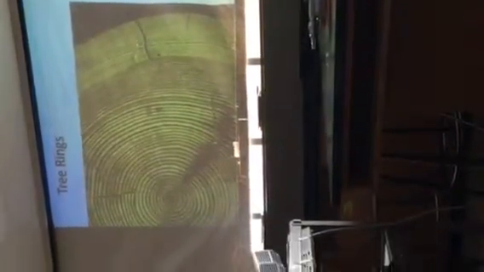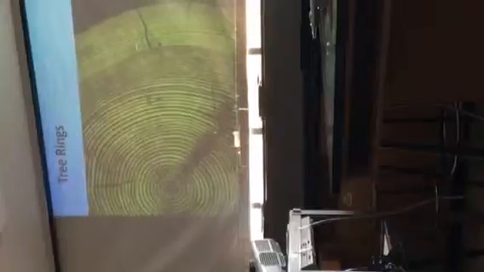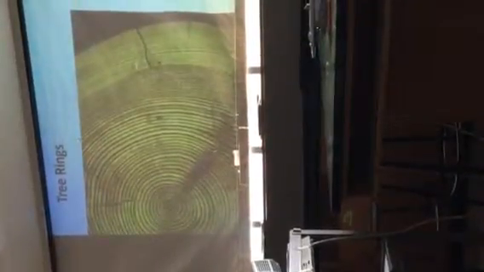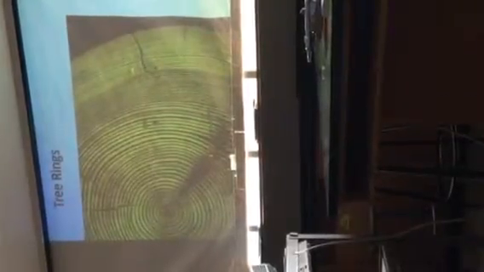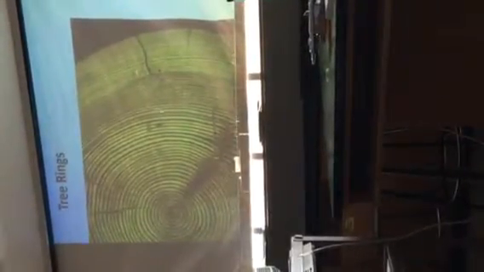So now I'm going to talk about the third type of proxy data, which is tree rings. And I am assuming that you know a little bit about tree rings, so I'm going to go through this a little faster. Tree rings can tell us about past climate because trees grow better when they get more water, and they don't grow as well when they get less water.